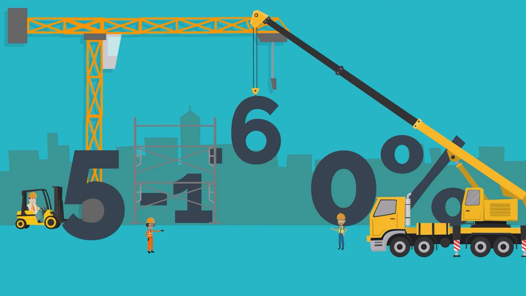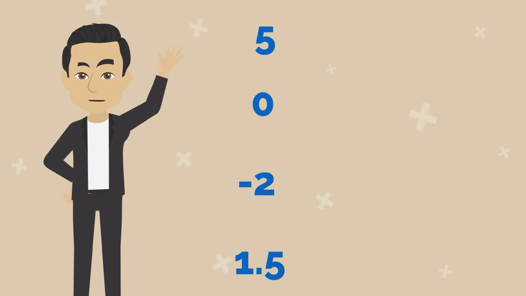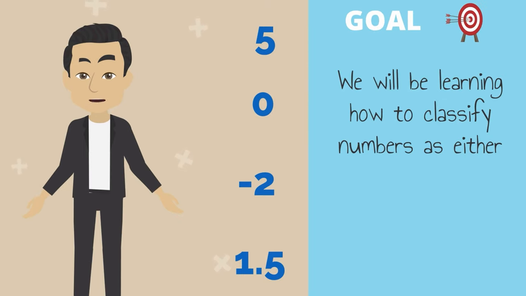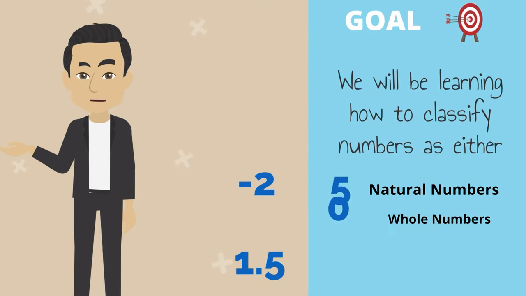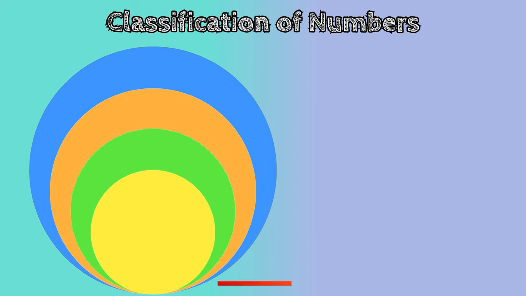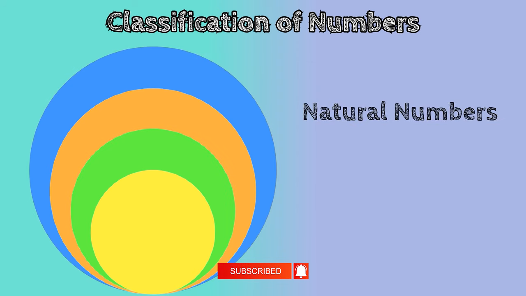Did you know that in math, numbers can be classified and grouped together? Hi, this is Mr. Lara, and in this video, we'll be learning how to classify numbers as either natural, whole, integer, or rational. Before we classify numbers, we need to understand the different types of numbers that exist in the world of math.